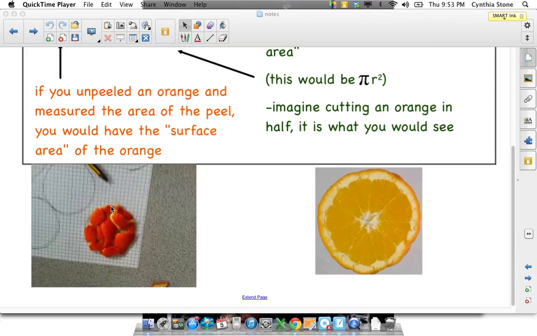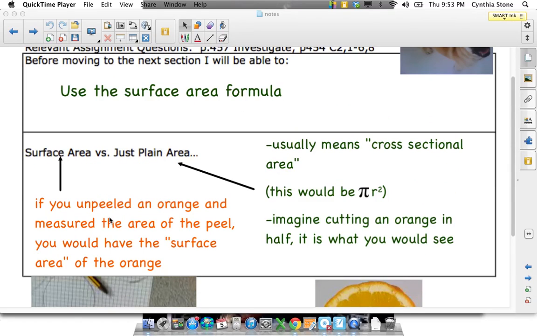However, if you unpeeled an orange and you took all the peels and laid them flat, and then measured that area, that would be the surface area of the sphere, of the orange itself. So the surface area is the area of the peel, and the cross-sectional area is if you cut it in half in the face, and so this is pi r squared, and this is going to be our new formula. And it's not a very hard formula to use at all.